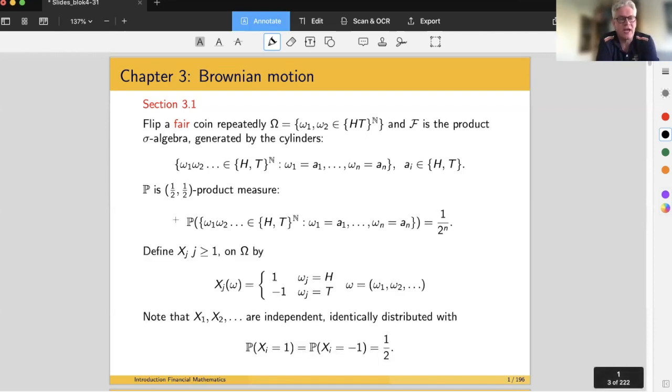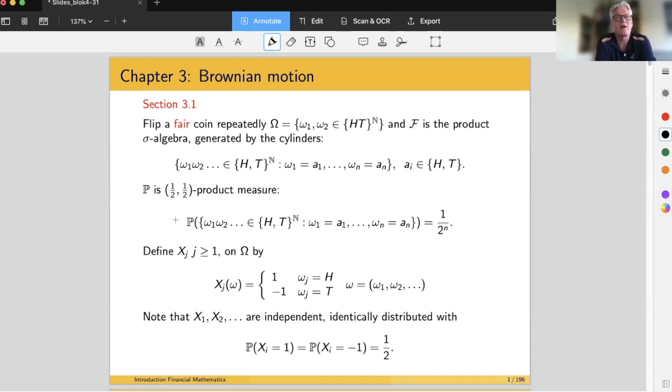Now let's define Xj, j larger or equal to 1, on omega as follows. These are our coin flips. Xj of omega is equal to 1 when omega j is a head, and equal to -1 when omega j is a tail. So omega is omega 1, omega 2, etc., and these are the individual coin tosses. Note that X1, X2, etc. are all independent. Remember from probability theory, these variables are called Bernoulli random variables. They are independent, and they are also identically distributed, and we call that IID.